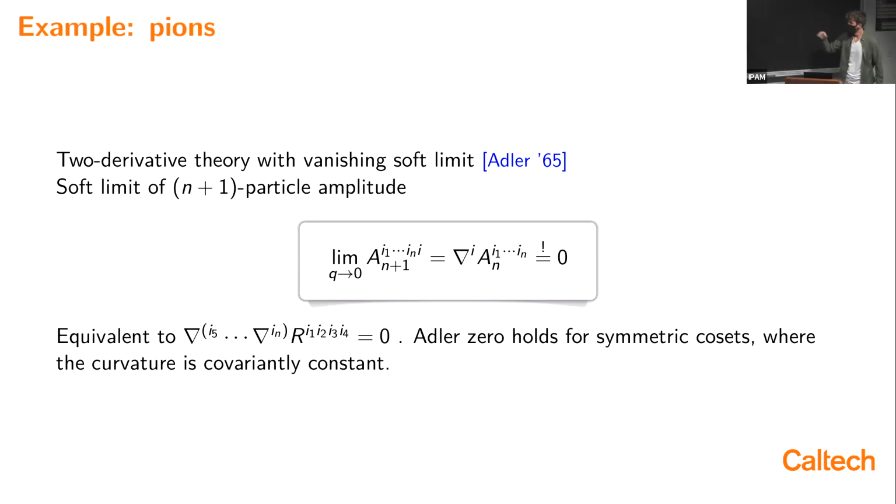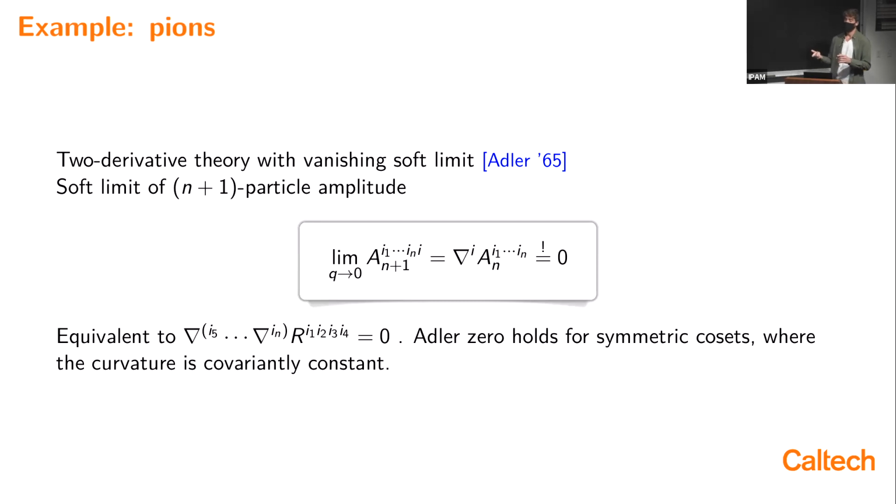Let's just look at the n+1 amplitude, take a soft limit, and we get the covariant derivative acting on the low-point amplitude. Then we force that this should be 0. And this imposes some constraints on the geometry. It in particular says that all the covariant derivatives acting on R, on the curvature, should vanish. This is a very specific geometry, known as one with covariant constant curvature. So the covariant derivative of the curvature is 0. The curvature itself is non-zero, but the nabla curvature is 0.